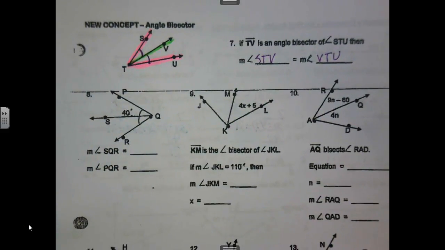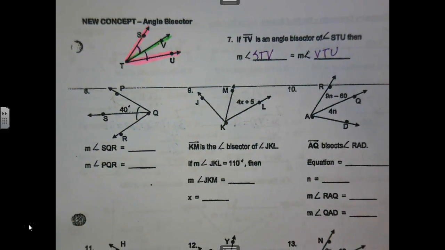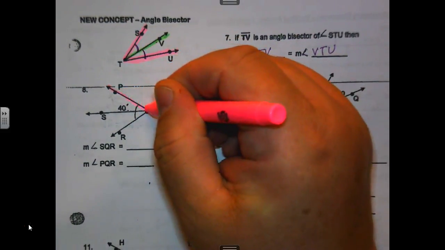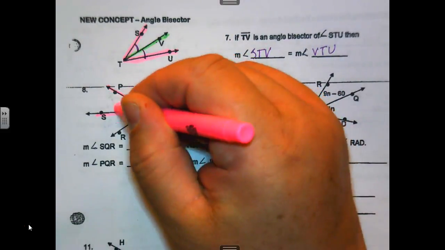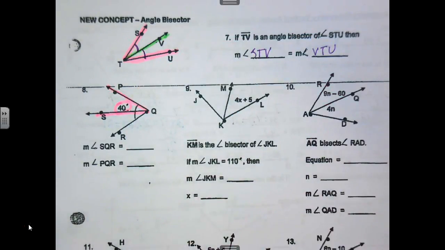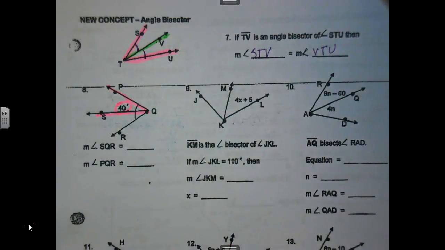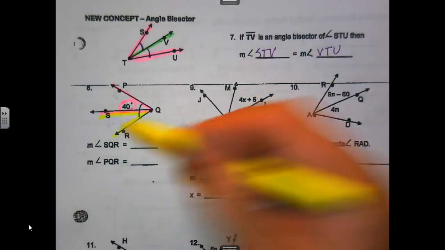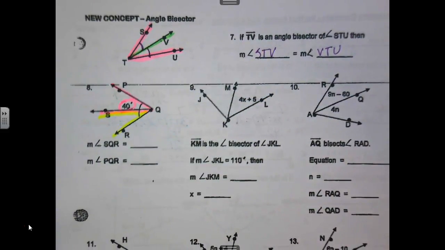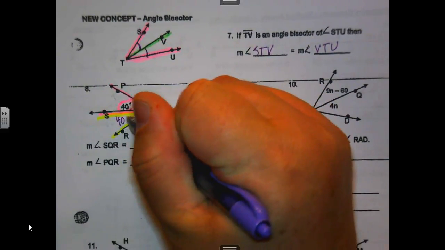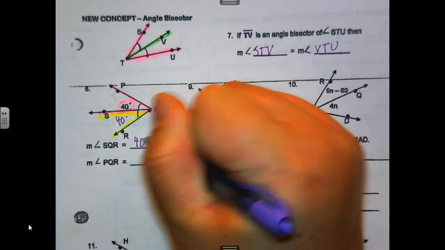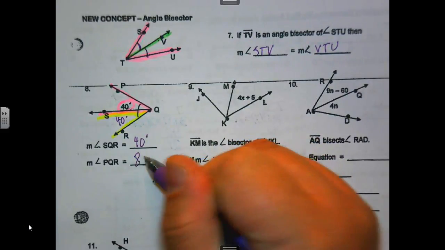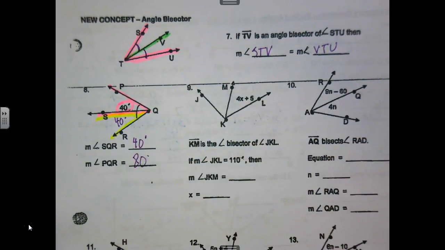All right, let's look at number 8. The measure of angle PQS is 40. So what's going to be the measure of angle SQR? 40 degrees. Wonderful. So what's the measure of the big angle, PQR? That's right, 80 degrees.